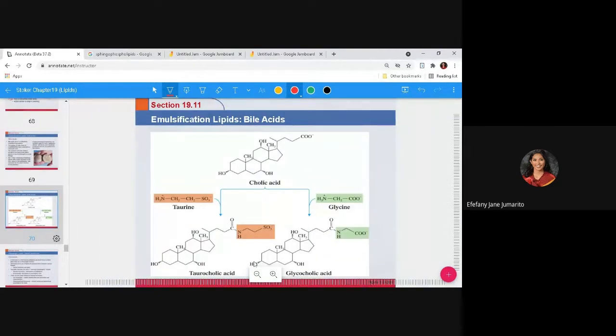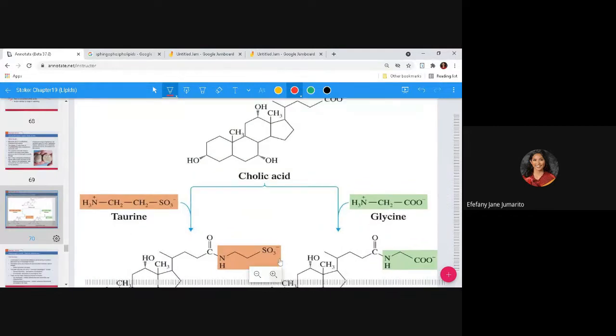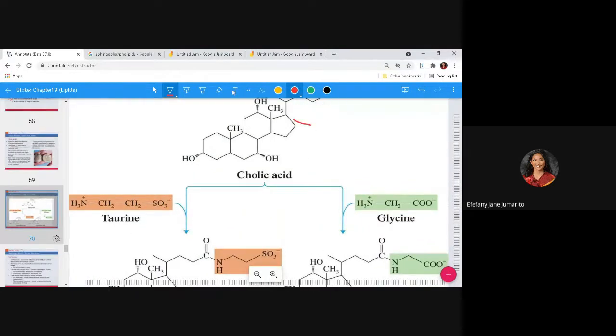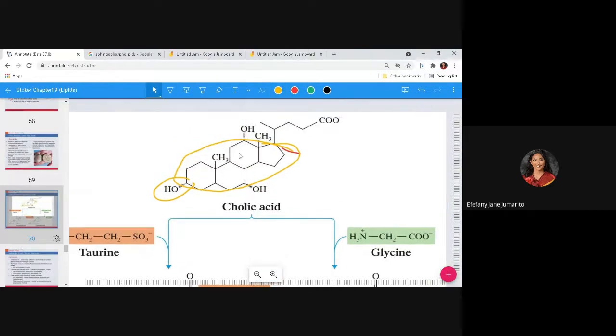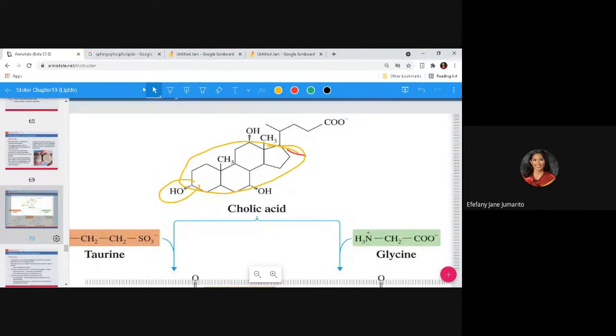Now this one, look. Remember that this is a steroid. Okay, having this one, this is your cholesterol. Then the isopentane is just attached at carbon-17. It's filled in here with isopentane.